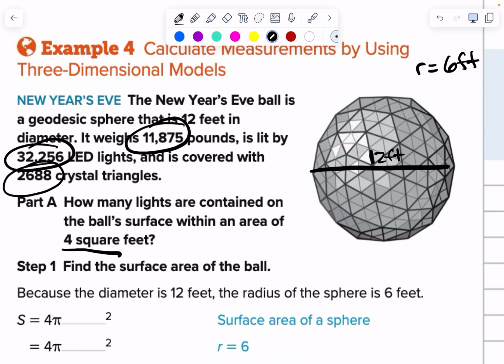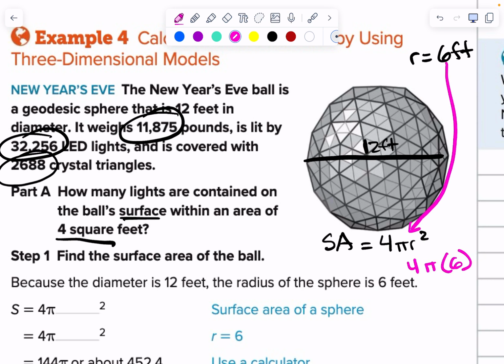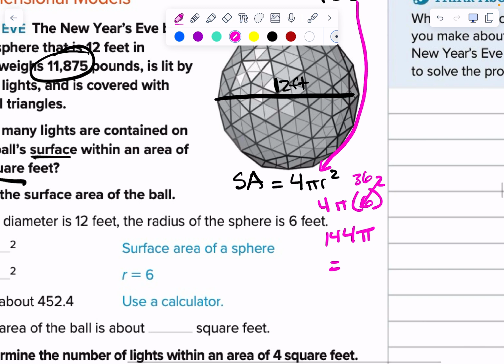Okay, so we're looking at surface area, all right? I want to know the surface area of a sphere, which is 4 pi r squared. We know that the radius is 6, right? So 4 times pi times 6 squared. 6 squared is 36. 36 times 4 is 144 pi. Give me the surface area. What do you got?